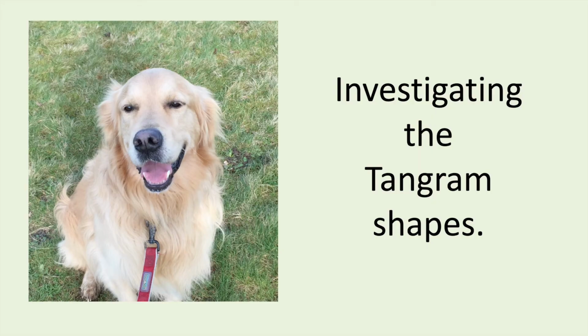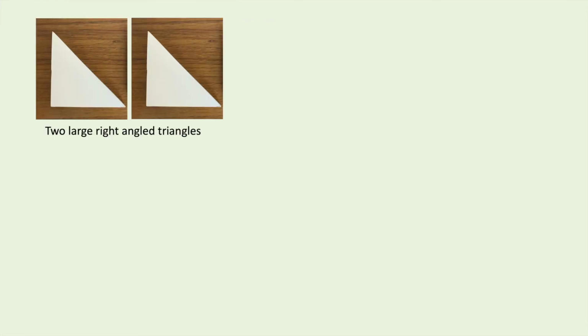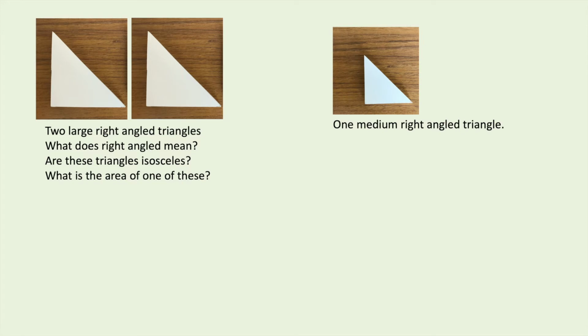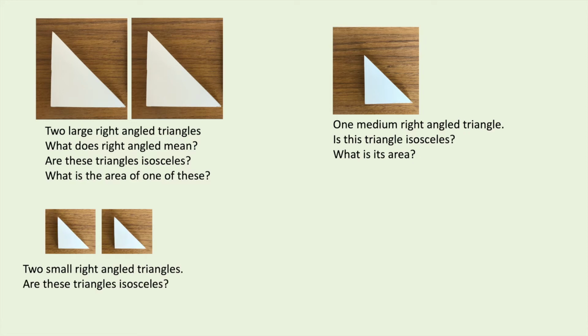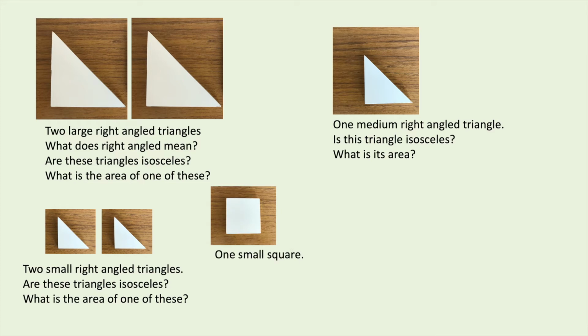Now let's take a closer look at each of the shapes. You've got 2 large right angled triangles. What does right angled mean? Are these triangles isosceles? What are their areas? What about the same questions for the medium-sized triangle and the 2 small triangles? The square. Which 2 shapes make a square?